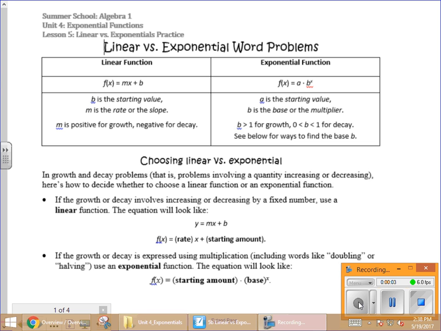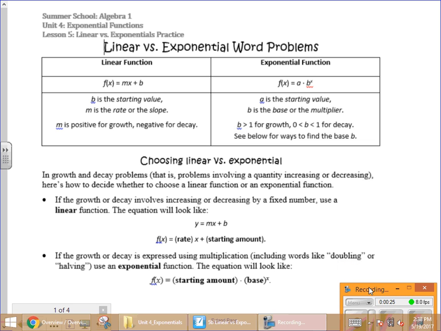This is an Algebra 1 Summer School, Unit 4, Lesson 5 practice video for linear versus exponential functions practice. All right, in this practice video, I'm going to do just number 1A, C, and D. If you have questions other than 1A, C, and D, you'll have to either check at the key that's posted on Canvas or come into office hours and ask your instructor for help.